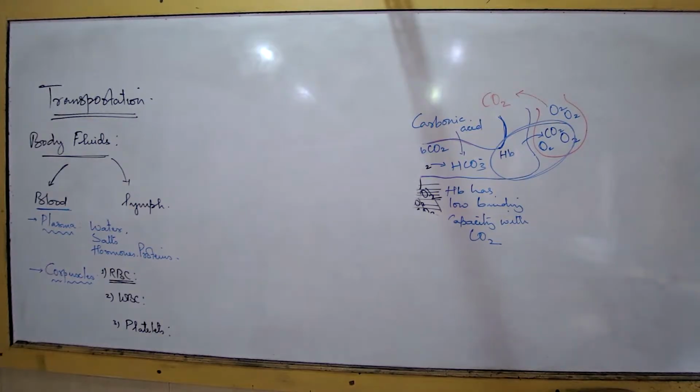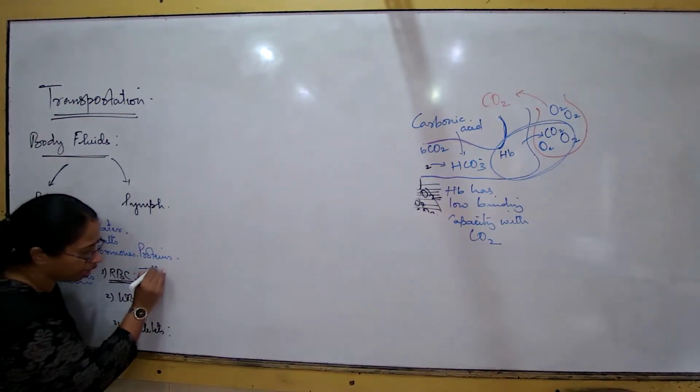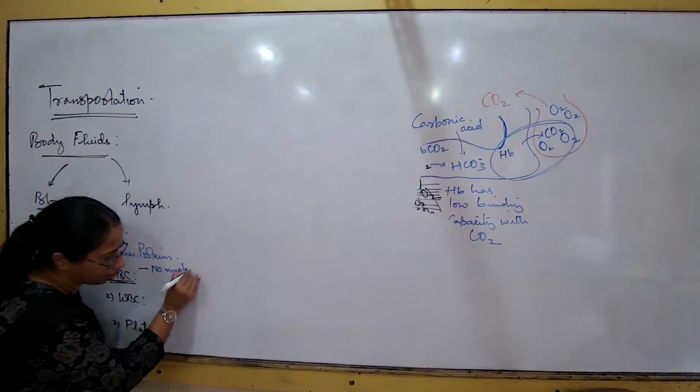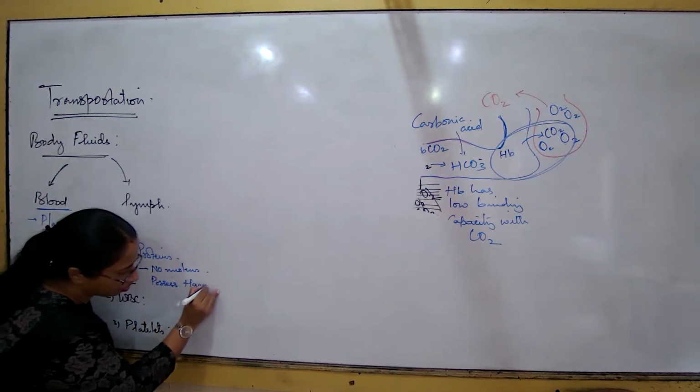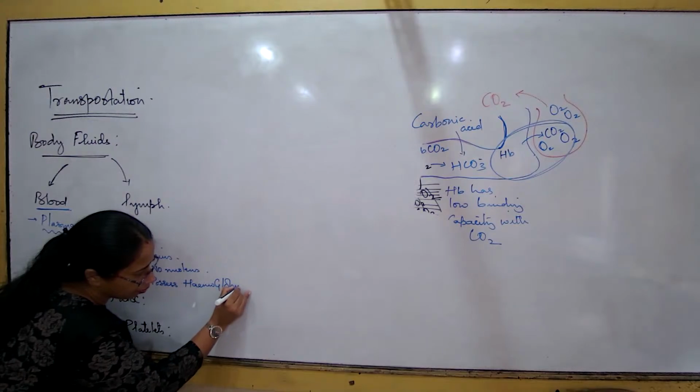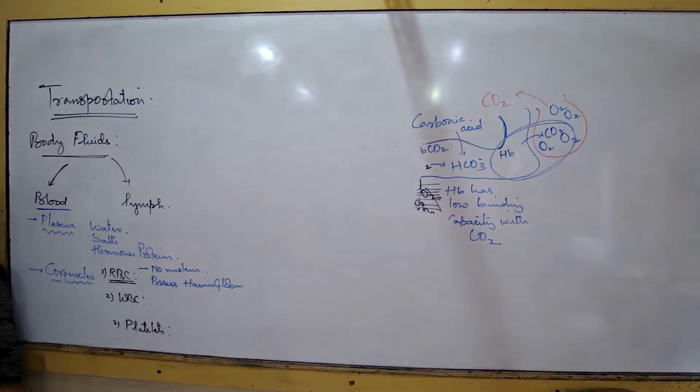Now the function of the RBC is already known, so let me write down a few basic features of the RBCs. They don't have a nucleus, always remember. They possess a respiratory pigment, known as hemoglobin. Can these RBCs divide on their own? No, they cannot divide. These are exceptional cells of the body. That's the reason for the word corpuscles.